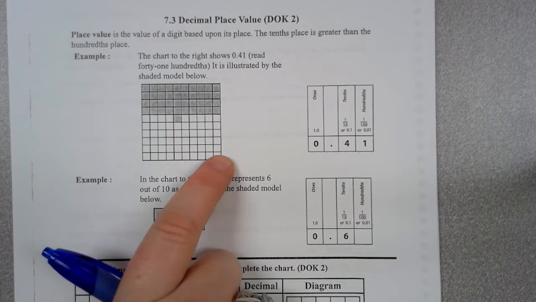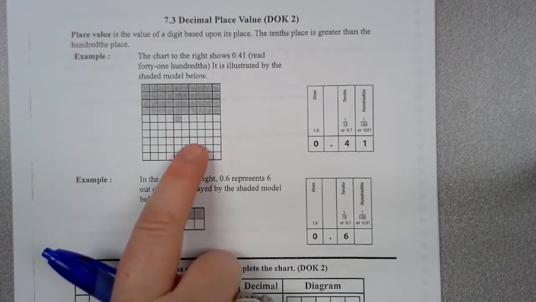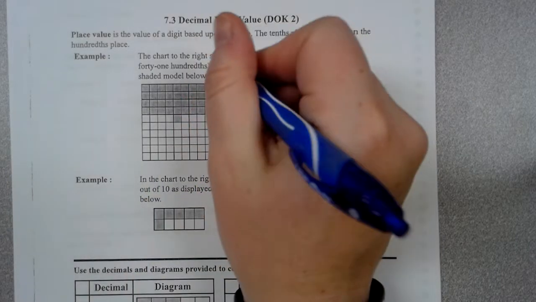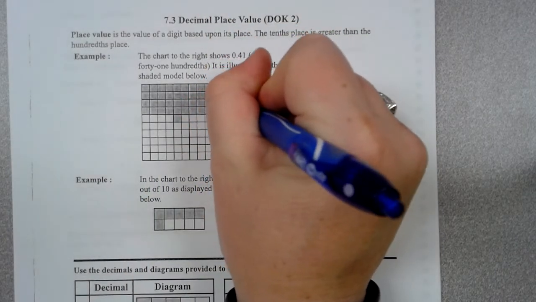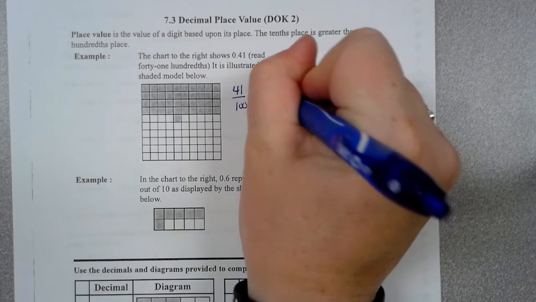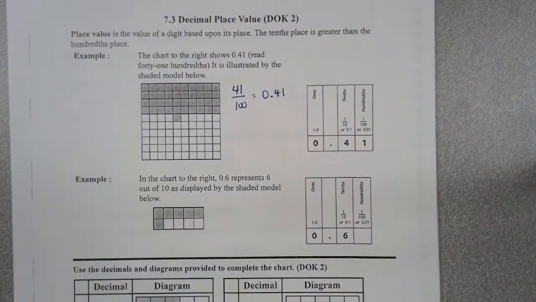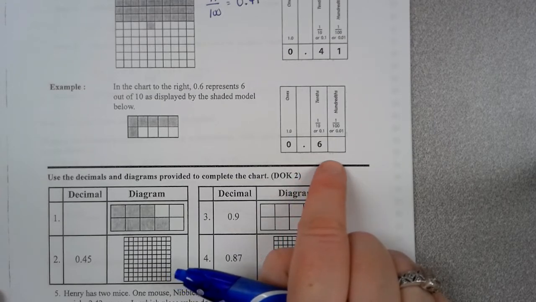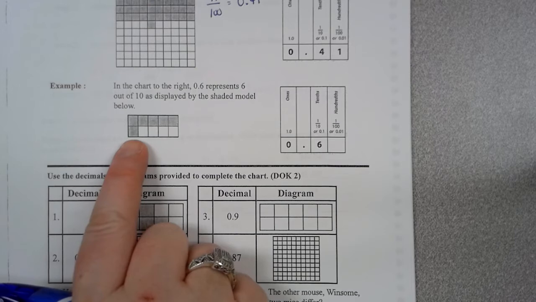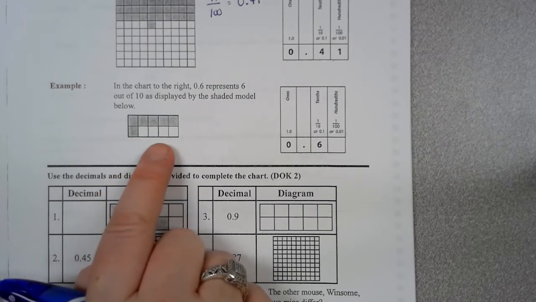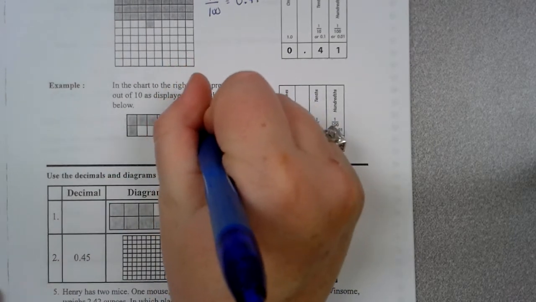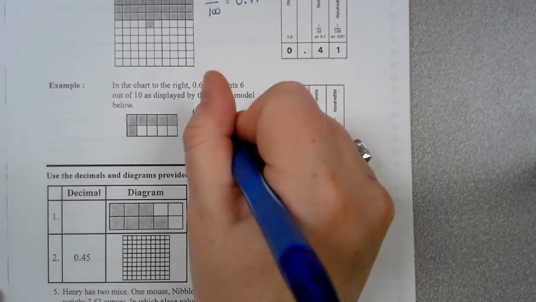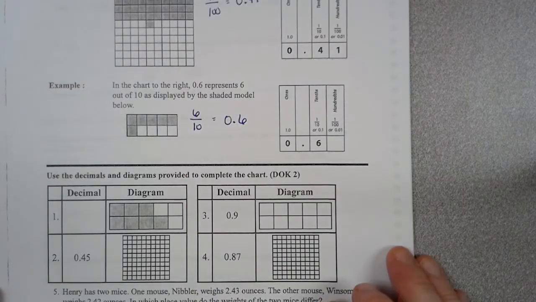41 hundredths. So 41 hundredths is equal to 0.41. Okay, if you look over here, I have 6 tenths. Represented over here, I have 6 cubes out of the 10 colored in. So that would be 6 tenths.